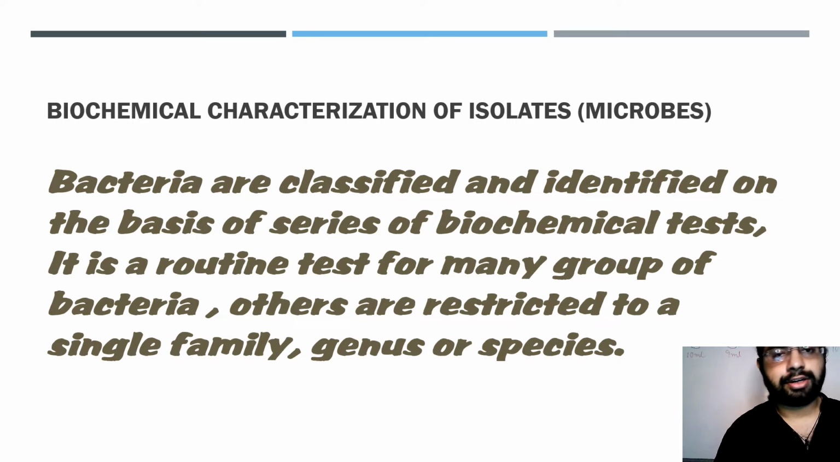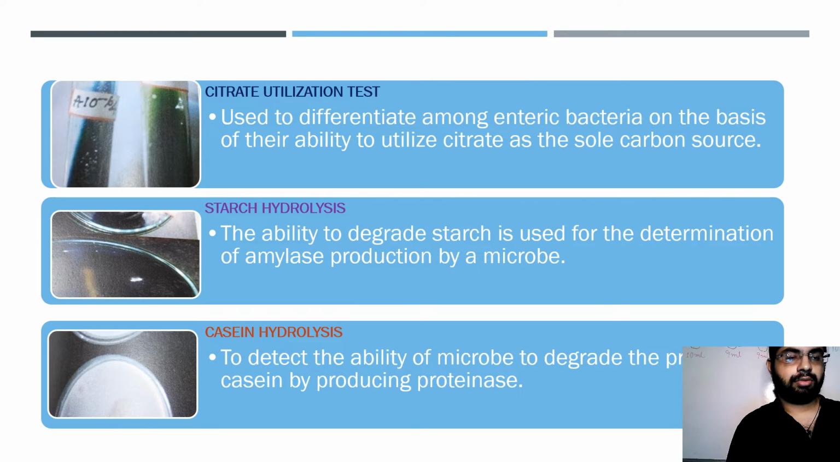Biochemical characterization of isolates. Bacteria are classified and identified on the basis of a series of biochemical tests. It is a routine test for many groups of bacteria, and others are restricted to a single family, genus or species. So as you see in this picture, some tests like citrate utilization test, starch hydrolysis, casein hydrolysis. This is just an introduction, so I'll not go in deep.